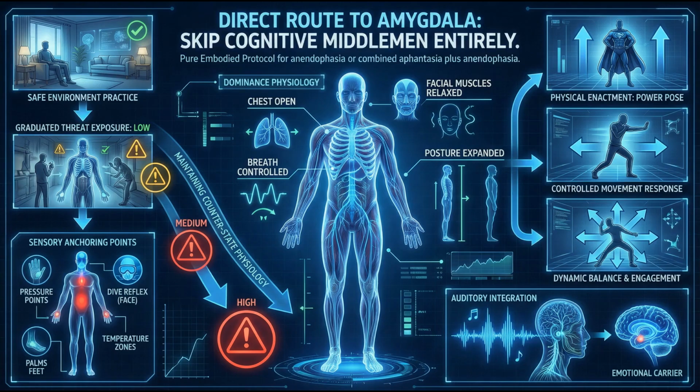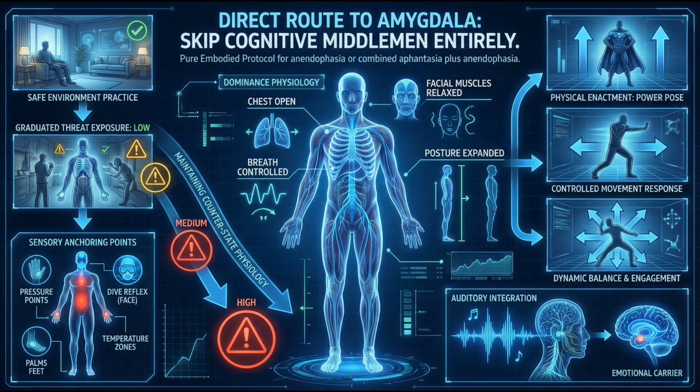Increase proximity or intensity gradually, always maintaining the counter state. This leverages reciprocal inhibition. The nervous system cannot simultaneously be in a sympathetic fear state and a parasympathetic dominance state. By physically forcing the counter state during threat exposure, you create maximum prediction error.